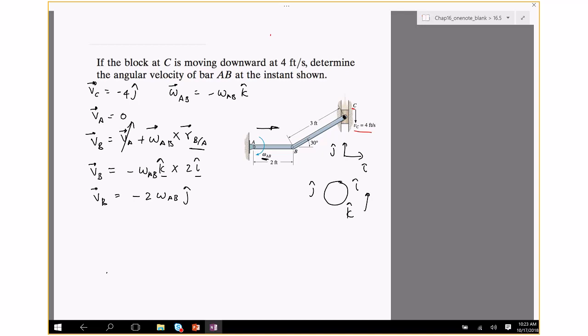But I do know something about the point C. I know the velocity of point C. So can I write a formula relating velocity of C and velocity of B? That would be my best guess to try to solve for omega AB. So I'm going to write the same relative velocity formula, but now from C to B. So velocity of C is velocity of B plus omega BC crossed with the vector from B to C, or C slash B.